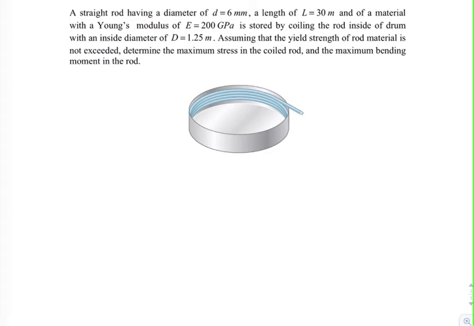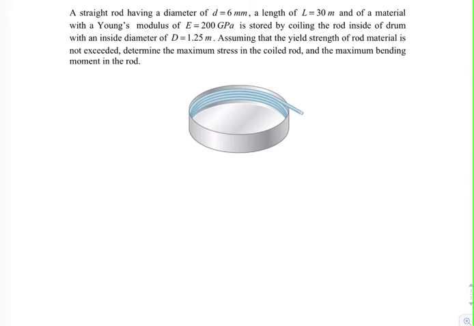For this example, we have a straight rod which is wrapped around and placed in the inside of this drum. We know the dimensions of the drum, we know the diameter of the rod, we know the Young's modulus for the material, and what we want to do is, if we assume that we have not yet met the yield strength, that is, we're still in the elastic range, find the maximum stress in that coiled rod and what's the maximum bending moment in the rod due to the fact it's coiled inside of that drum.